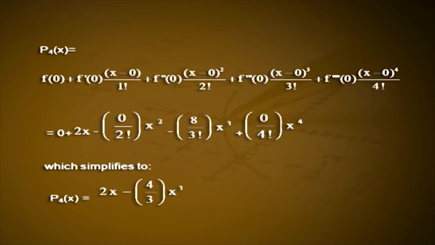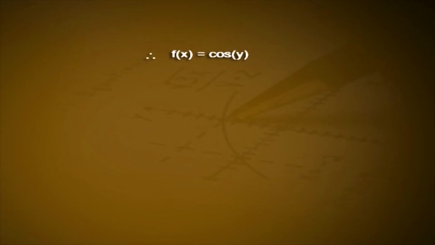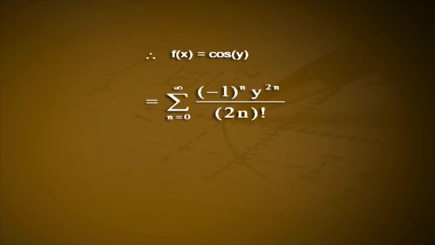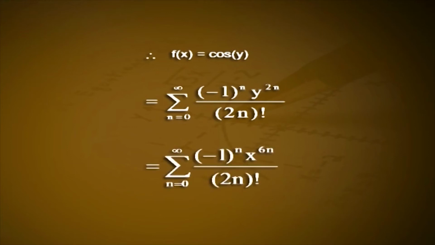Problem number 3. Find the Maclaurin series for the function f(x) = cos x³. Solution. Given f(x) = cos x³, let y = x³. Therefore, f(x) = cos y, which is equal to Σ from n=0 to ∞ of (-1)ⁿ y^(2n)/(2n)!, which is equal to Σ from n=0 to ∞ of (-1)ⁿ x^(6n)/(2n)!.